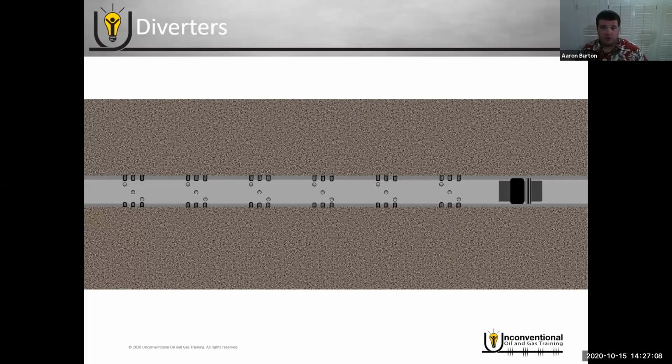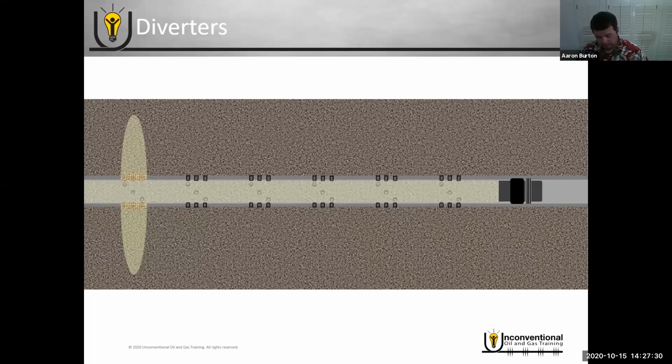And the most simplistic way to do that is to assume that as we pump through these 6 clusters, only one of the clusters is taking the fluid and the proppant. So you're going to treat that as an individual stage. You're going to pump the fluid and proppant volume that you want for that individual perforation, and then you pump enough diverter to block off near wellbore.